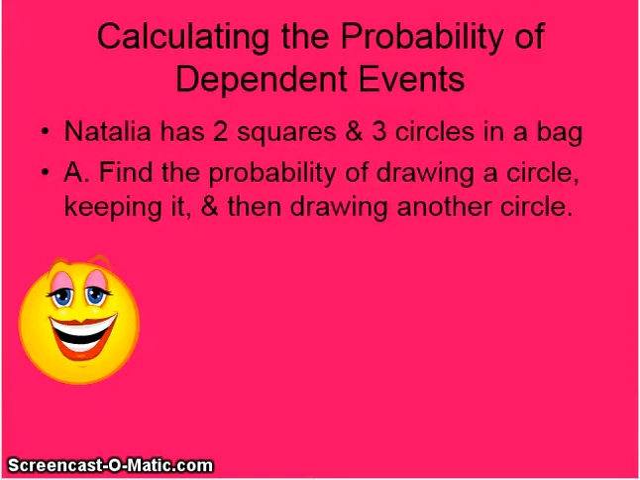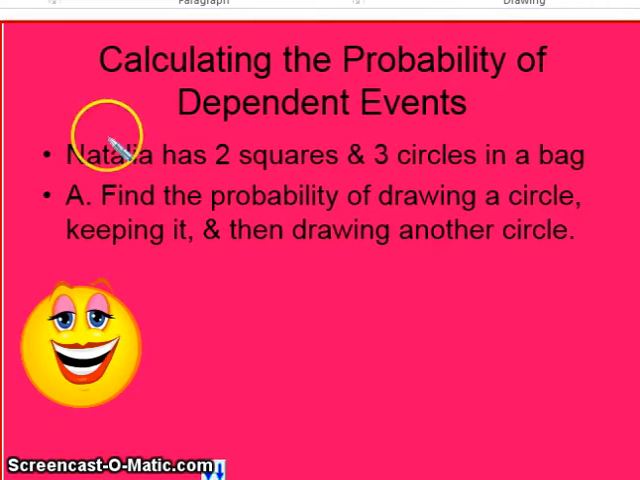Now we're going to calculate the probability of dependent events. This again is an example and it needs to be in your book. Natalia has 2 squares and 3 circles in a bag. First we want to find the probability of drawing a circle, keeping it, and then drawing another circle.